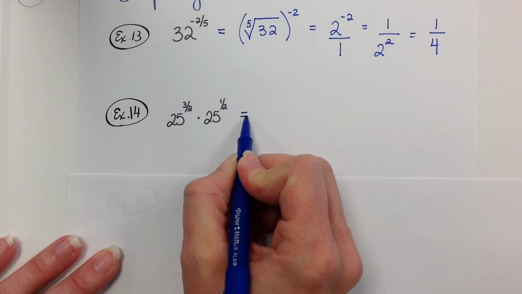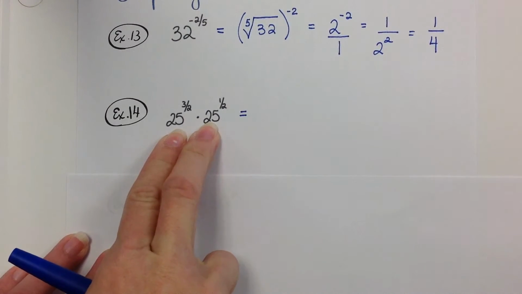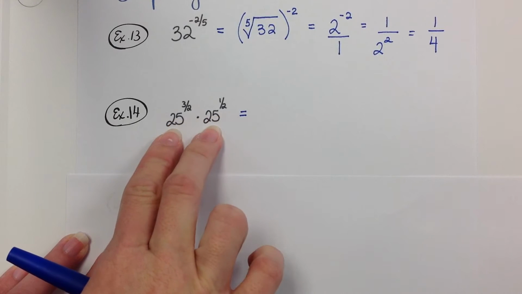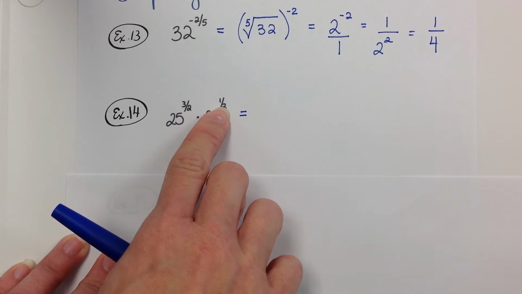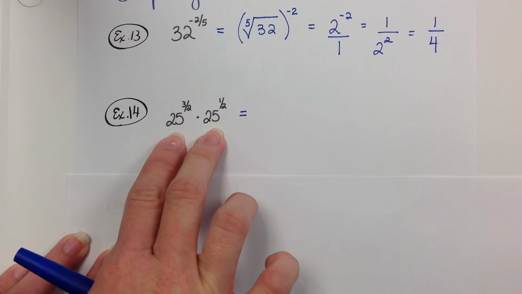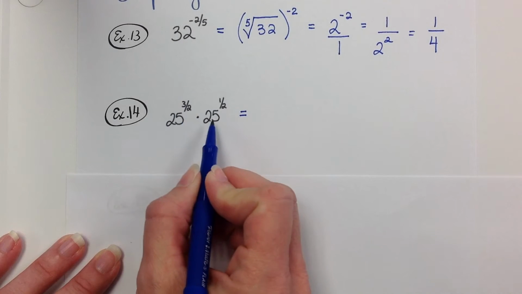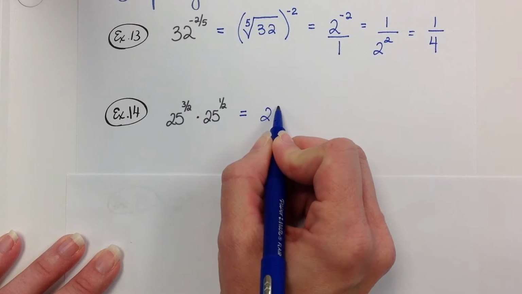Okay, now on this one, since your bases are the same here, you can go ahead and multiply these together, but when your bases are the same and you're multiplying, you're supposed to add your exponents. So you're not going to physically multiply the 25s. I mean, this would just be like if you have x to a power times x to a power, it's still an x. So this is still a 25.